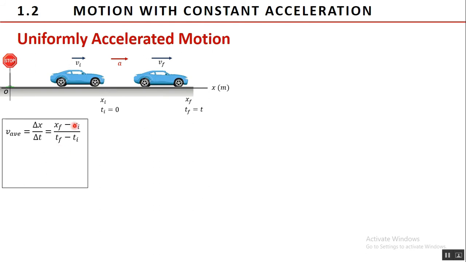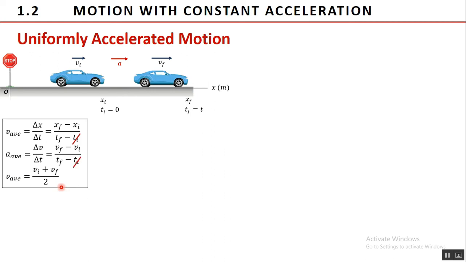Let us wrap up the 3 basic equations first. We recall that the average velocity is equal to the change in position delta x over time interval delta t. Then the average acceleration is equal to the change in velocity delta v divided by delta t. We can also express average velocity as half of the sum of the initial and final velocities, which is applicable only for uniformly accelerated motion.